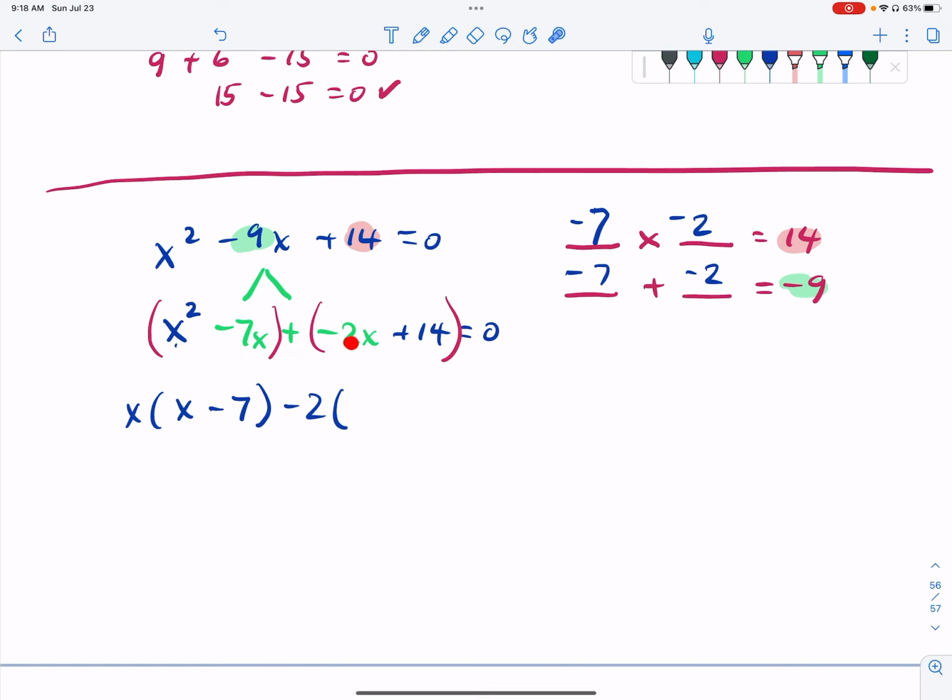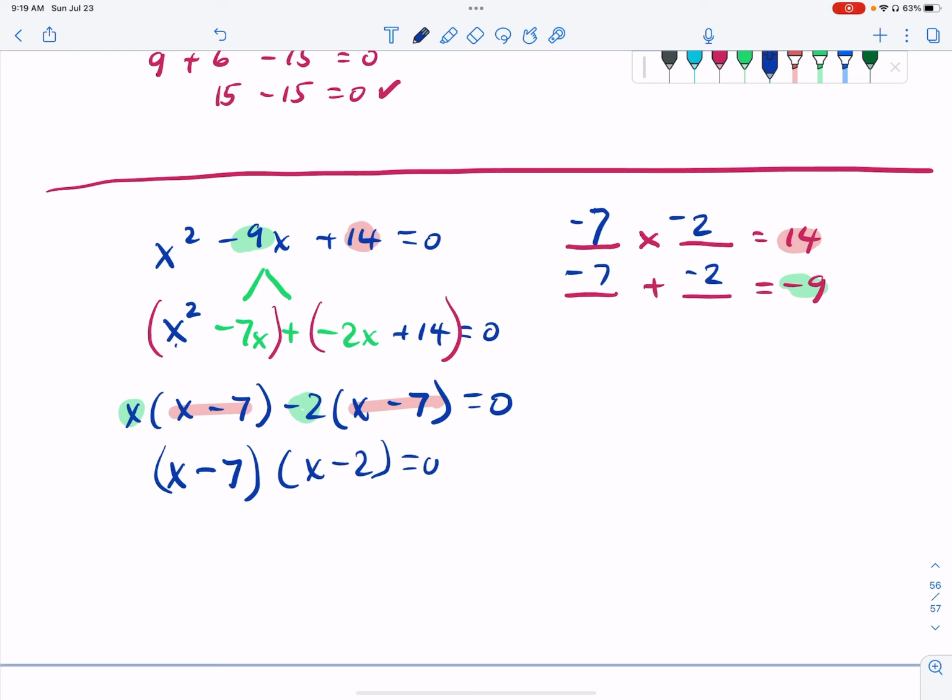Parentheses, and if I divide both of these things by minus 2, negative 2x divided by negative 2 gives me just x. And 14 divided by negative 2 is a negative 7. My new GCF is x minus 7, so it gets factored out. x minus 7. The second set of parentheses is the thing that's left behind, which is x minus 2.